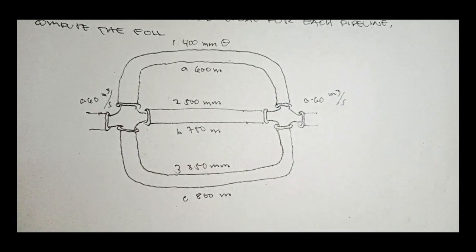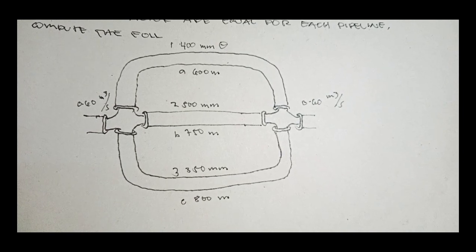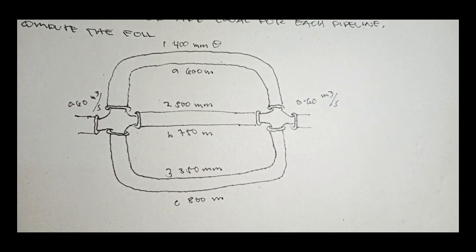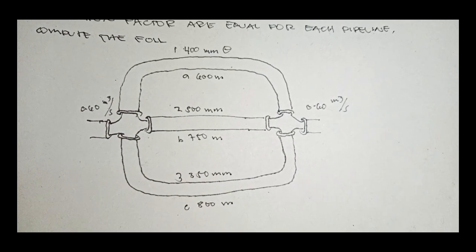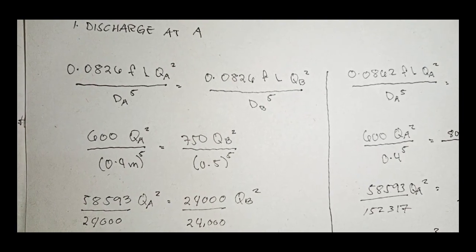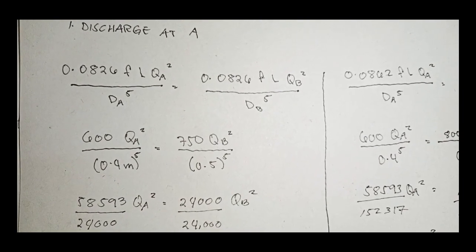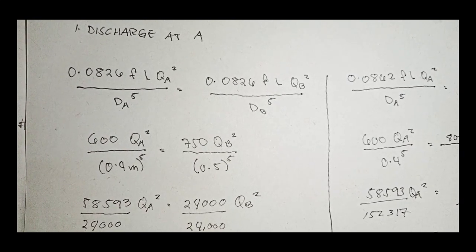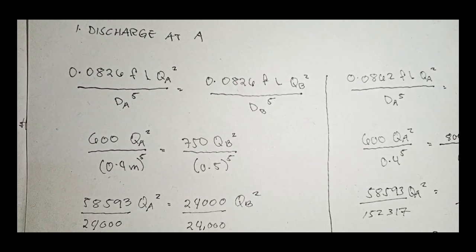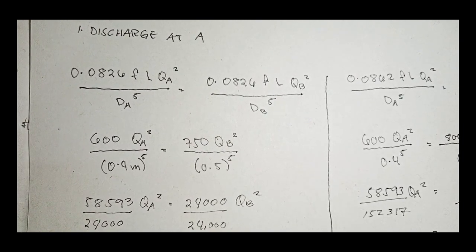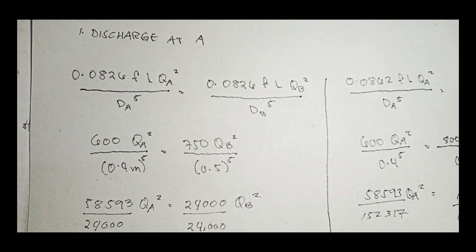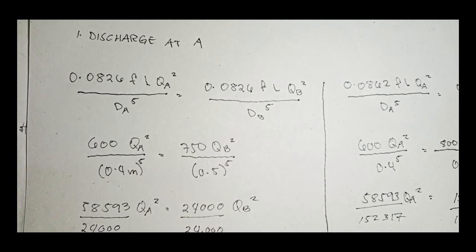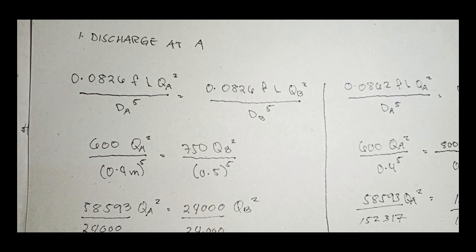When we say parallel, the energy that comes into the system is equal to the energy that comes out, meaning QA plus QB plus QC is equal to the discharge of the system. In computing the discharge at A, we're going to use the Darcy-Weisbach equation: 0.0826 friction factor times length times QA squared over diameter to the fifth power is equal to 0.0826 friction factor times length times QB squared over diameter to the fifth power.